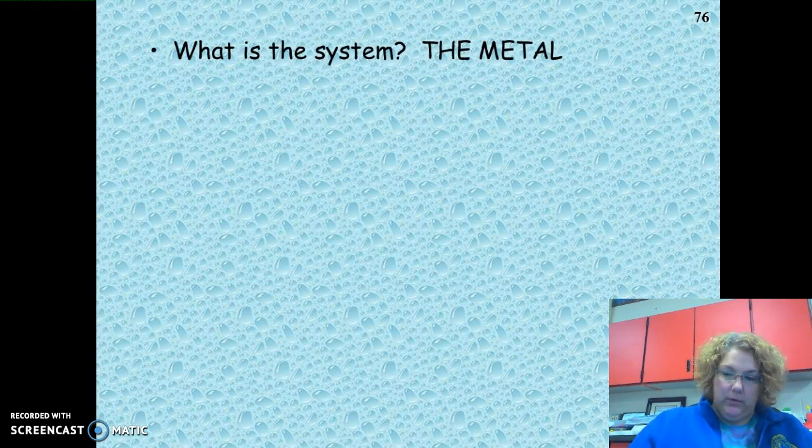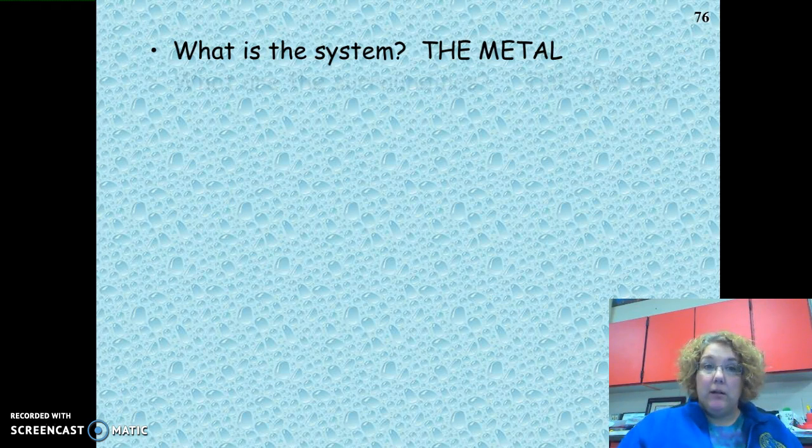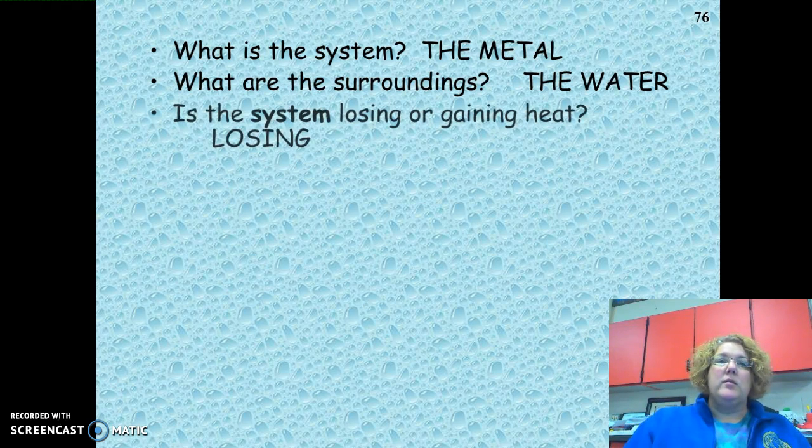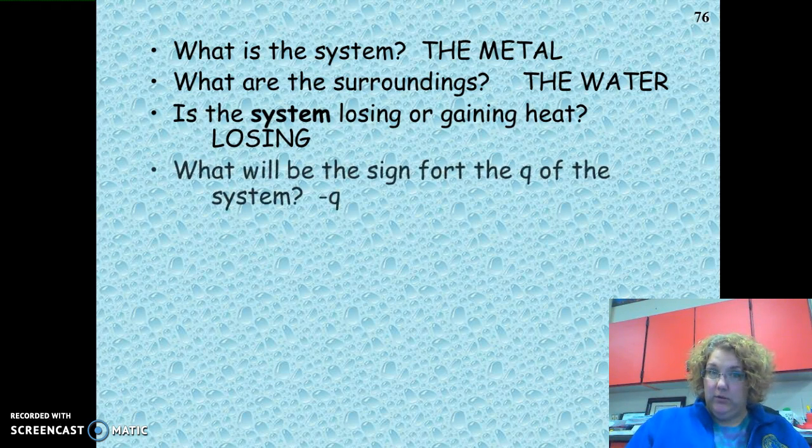So we need to keep track of what our system is, what we're investigating, and what the surroundings are. Otherwise, this is going to get confusing. So, what is our system in this example? The thing we're investigating, that would be the metal. We're trying to figure out its specific heat. What's the surroundings? The water. So is the system losing or gaining heat? Well, it's a hot piece of metal and it's cooling off, so it's losing heat. It's therefore going to have a negative Q.